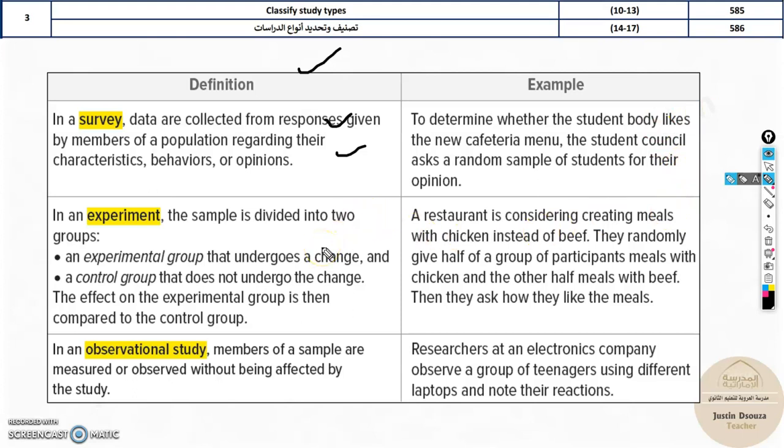Or an experiment can be done where you do something to one group of people and compare with the other group: the experimental group and the control group. In an observational study, you just observe. For example, a group of people are watching movies, and two researchers are sitting at the end watching the behavior of everyone. They're just observing. They're not doing anything. They observe without affecting the study.